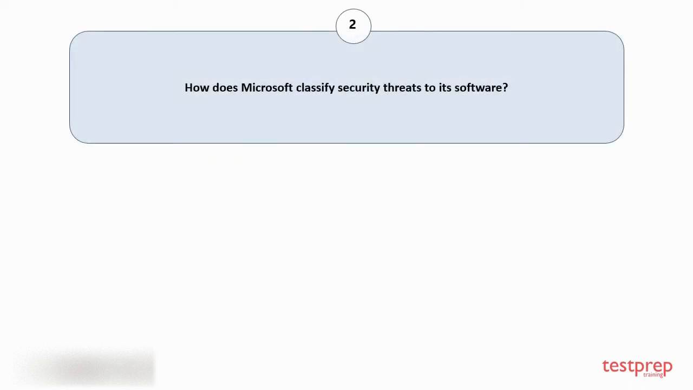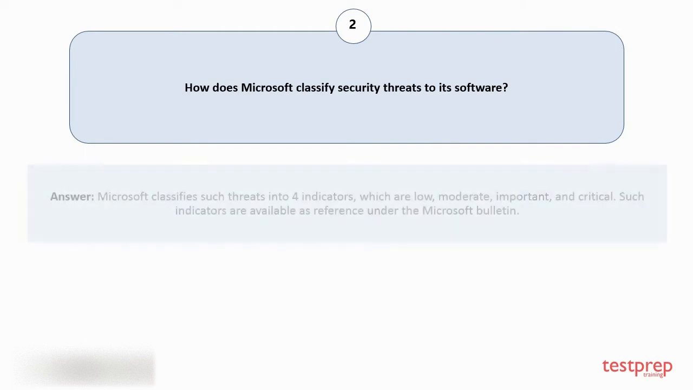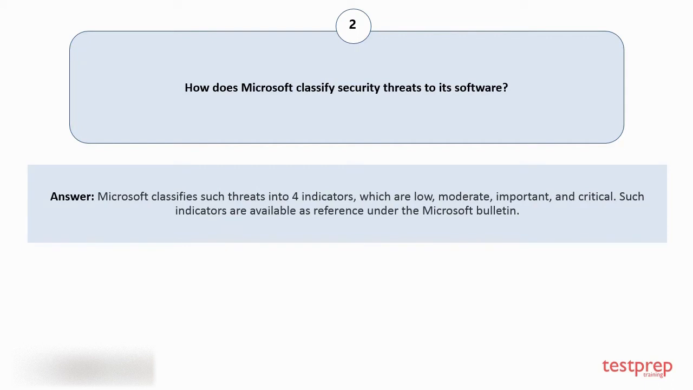Question number 2, how does Microsoft classify security threats to its software? Your answer is: Microsoft classifies such threats into 4 indicators, which are low, moderate, important, and critical. Such indicators are available as reference under the Microsoft Bulletin.